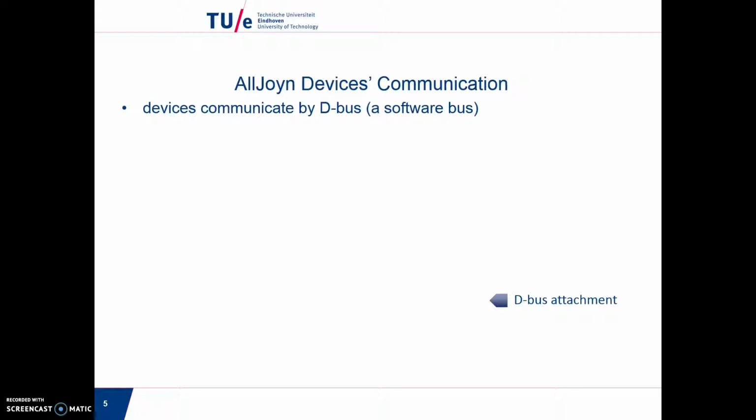When we have a brief concept of how the OJoin network architecture looks like, the next question is how devices with Android on the network can communicate. The answer is already shown in the slide. Yes, through a software bus, D-bus.